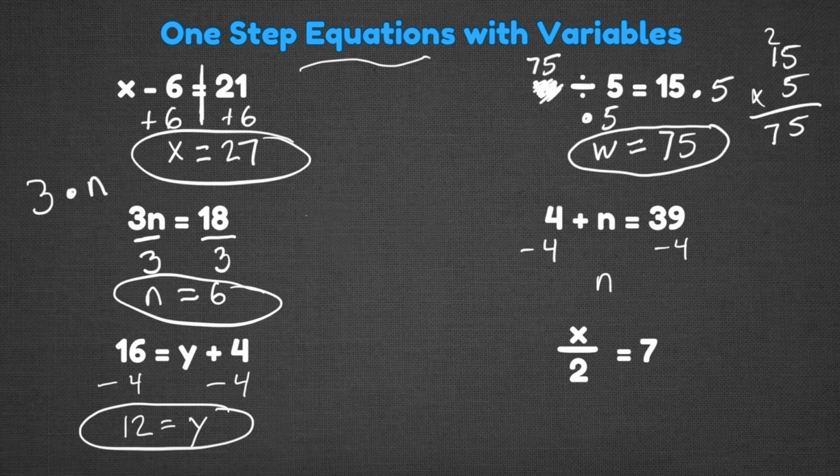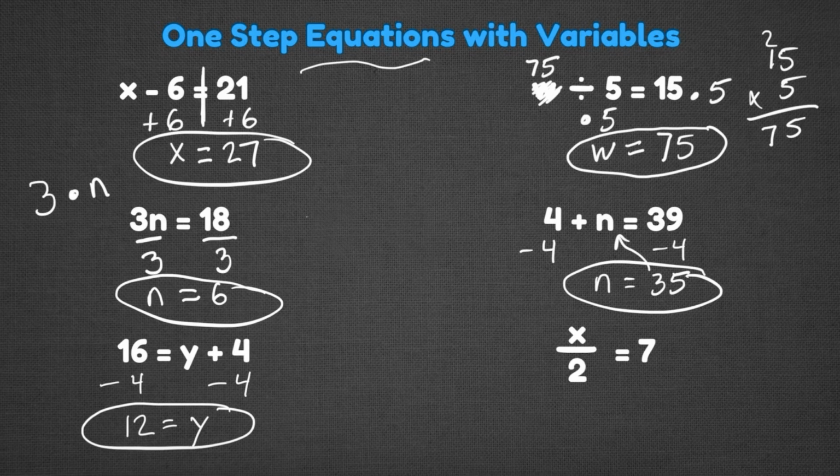And we always rewrite the problem. And the answer is n equals 35. Again, if we were to plug in this 35 for n, we would see that it works. 4 plus 35 is 39. And now let's move on to the last problem, which is a bit of a doozy.